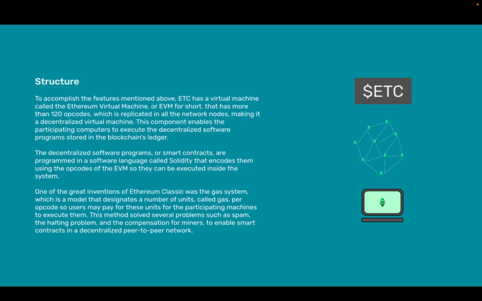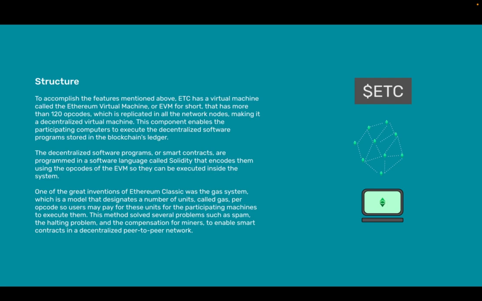Structure. To accomplish the features mentioned above, ETC has a virtual machine called the Ethereum Virtual Machine, or EVM for short, that has more than 120 opcodes, which is replicated in all the network nodes, making it a decentralized virtual machine. This component enables the participating computers to execute the decentralized software programs stored in the blockchain's ledger. The decentralized software programs, or smart contracts, are programmed in a software language called Solidity that encodes them using the opcodes of the EVM so they can be executed inside the system.